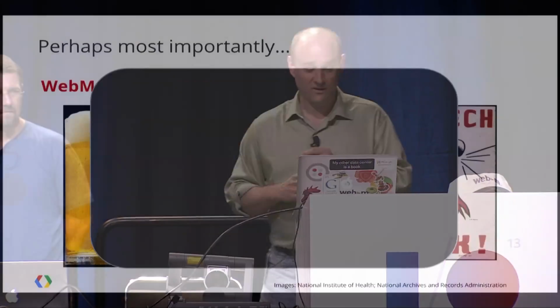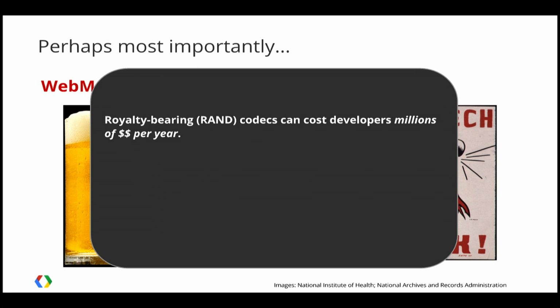I've even had customers ask me, if I use it, do I have to still call it VP8? And you don't. You can call it whatever you want. That's the beauty of the BSD license. So why is this important to developers? It's important because other codecs can cost you millions of dollars a year, and that's not an exaggeration.